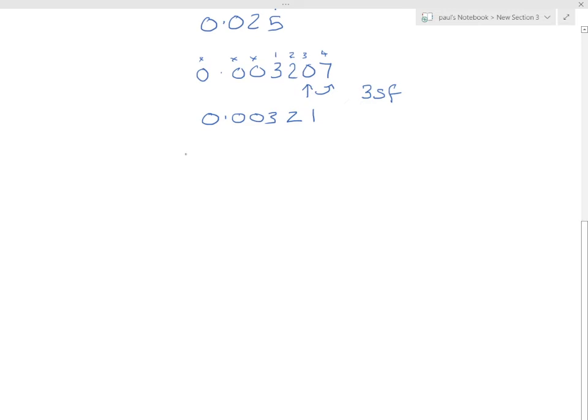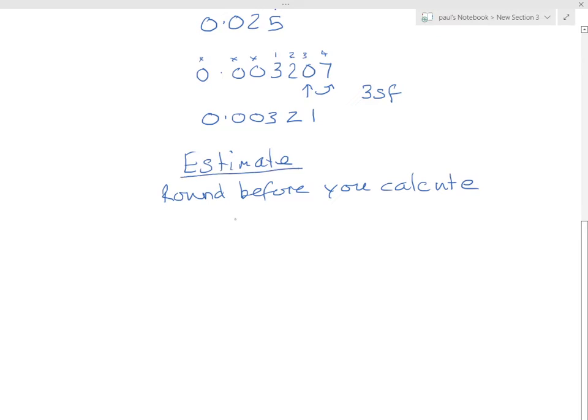Next thing we looked at was estimate. Now estimate is when you round before you calculate. So we don't round at the end, we round at the beginning, and you will always see this in the exam question. So say if we have 42.6 times 12.1 and we'll divide that all by 7.9, we've got to round these numbers to make it as easy as possible.